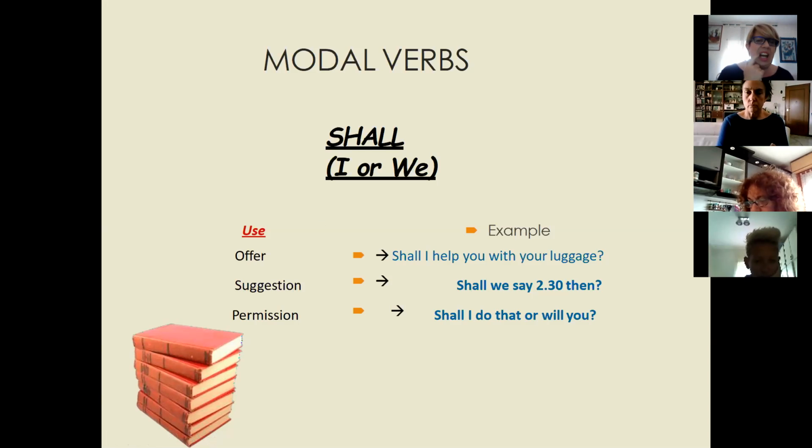Okay, go Antonella. Offer: shall I help you with your luggage? Suggestion: shall we say 2:30? Permission: shall I do that or will you? Shall goes with the first person singular and plural, while will goes with all the others, right? That's it. Perfect.